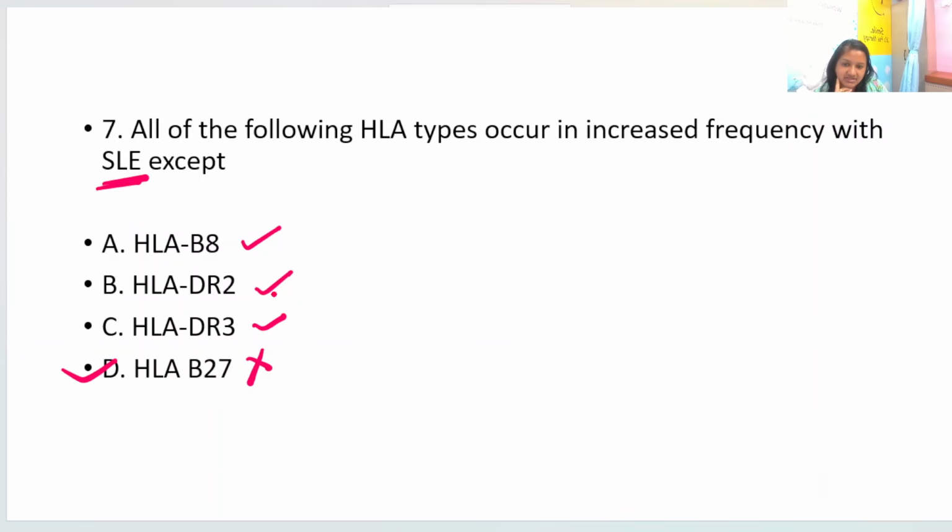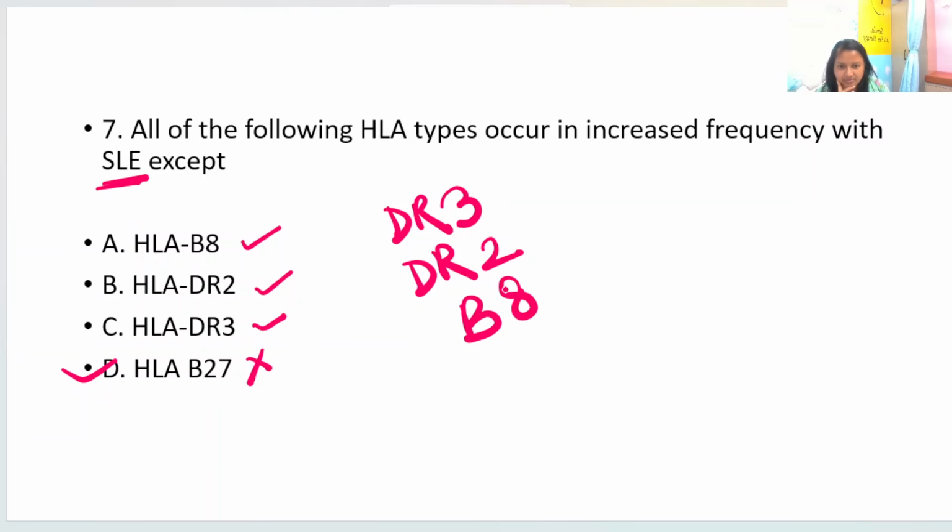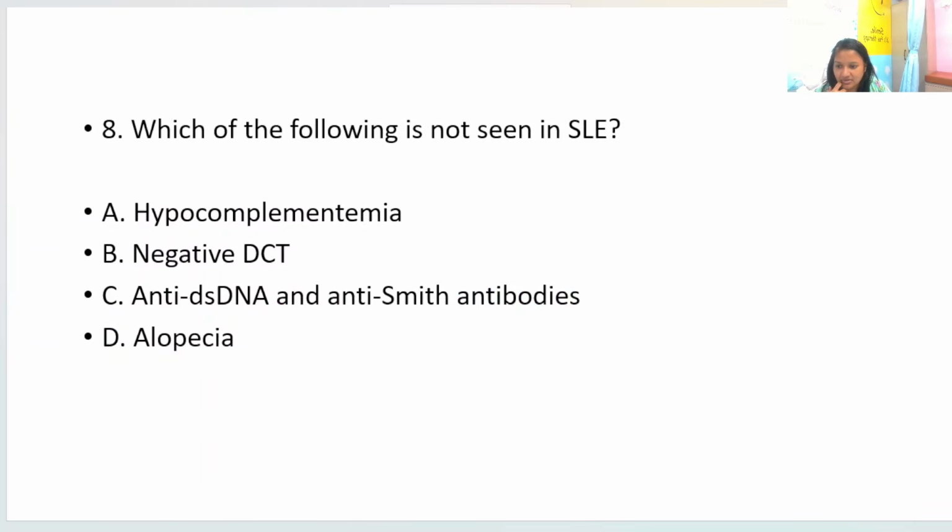Okay, so how do you remember these three? You remember that SLE has three letters. So there are three HLA types. Remember that there are three doctors, right? DR3. Two of the doctors went on a birthday date, and birthday date rhymes with 8, so it is B8. So remember that there are three doctors, DR3, and two of the doctors, DR2, went on a birthday date, or a blind date, whatever. So B8 is the last one. So these three are the ones you will see in SLE. HLA B27 is not a feature.